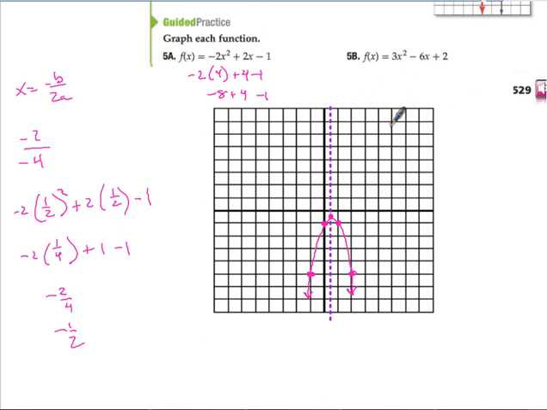Go ahead and pause the video here. You try 5b. We're not doing this one on the video. Pause right here. Try 5b. We'll go over it in class.